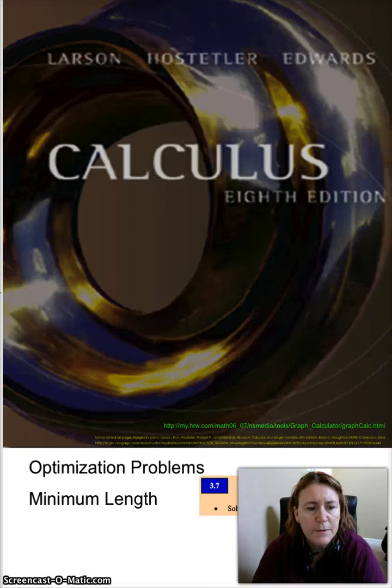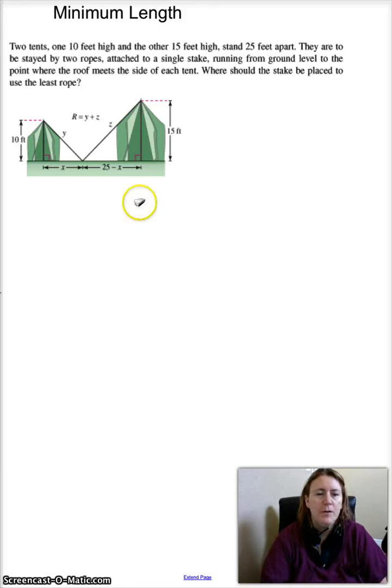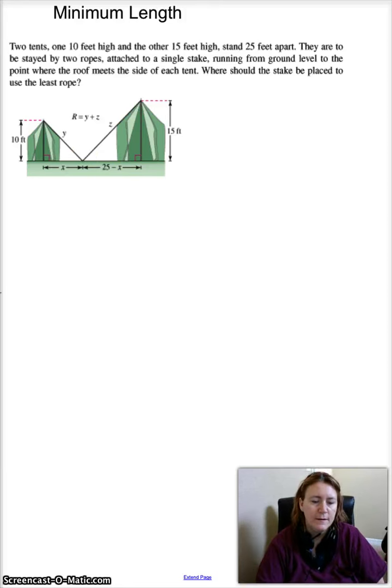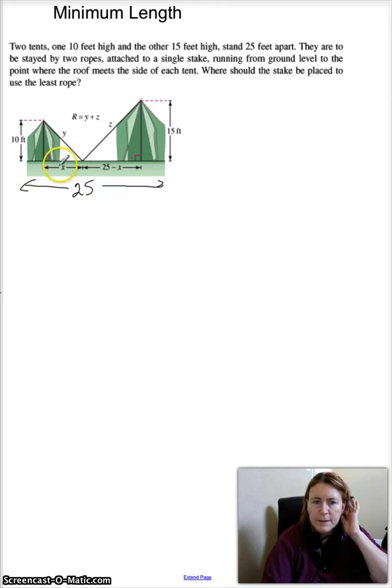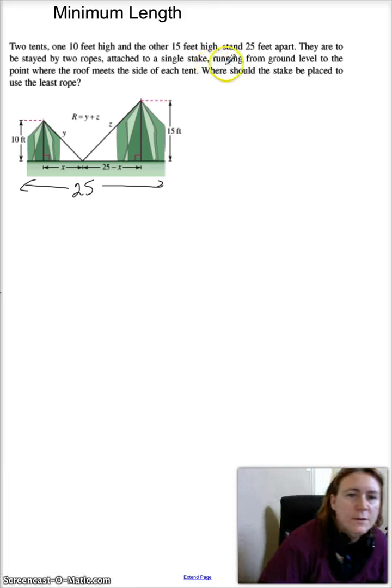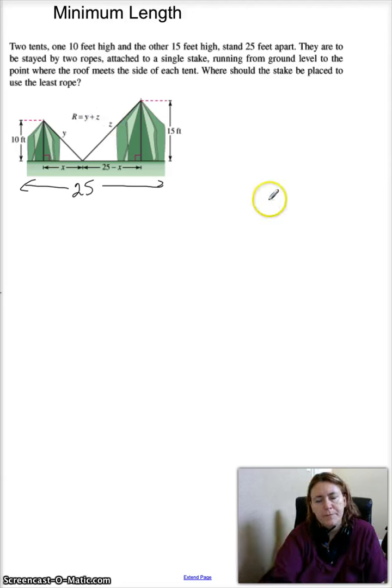Now we're going to do a minimum length problem. These are kind of fun. Suppose I have two tents, and they are standing side by side. One is 10 feet high, and one is 15 feet high, and they're 25 feet apart. So this total distance here is 25 feet. All right? And they're to be stayed by two ropes attached to a single stake running to the ground. Where should they be placed to use the least amount of rope?